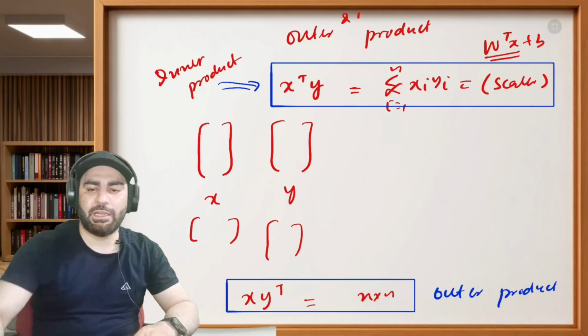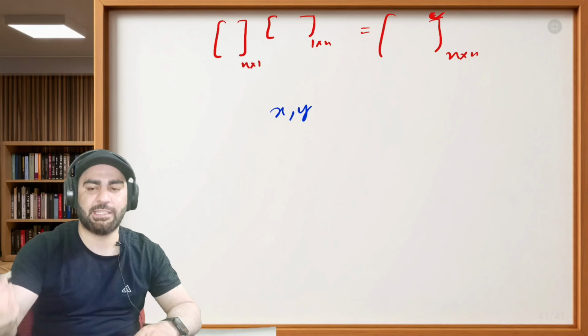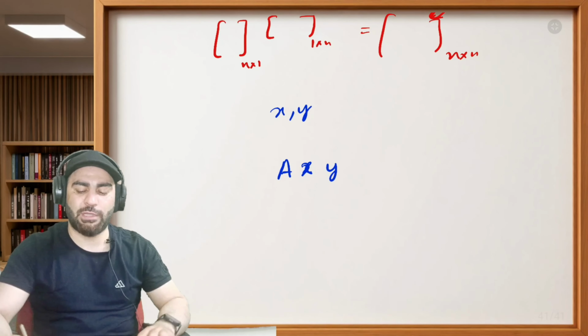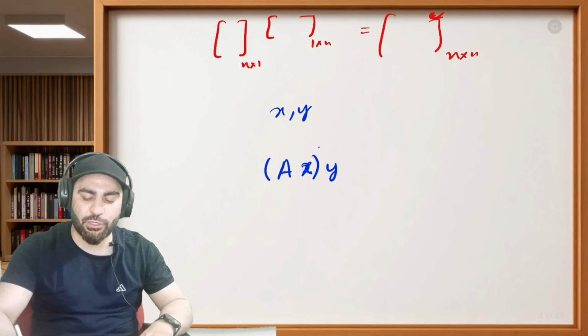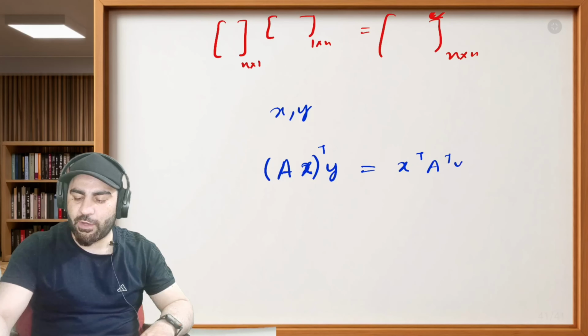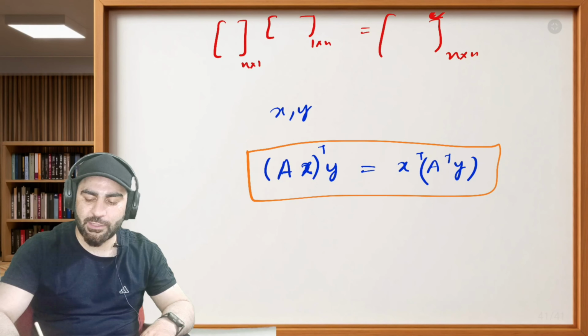Now we will see the key property. For any x and y which have compatible sizes, you have a property like this. You have A, then x, then y. This multiplication should be compatible, so x and y should be compatible. If you apply transpose onto this, it is equal to x transpose A transpose y. So this is also a property of transpose.